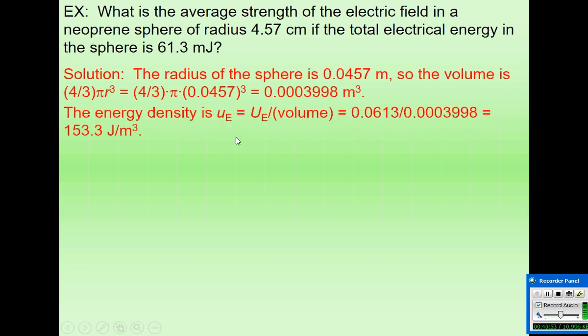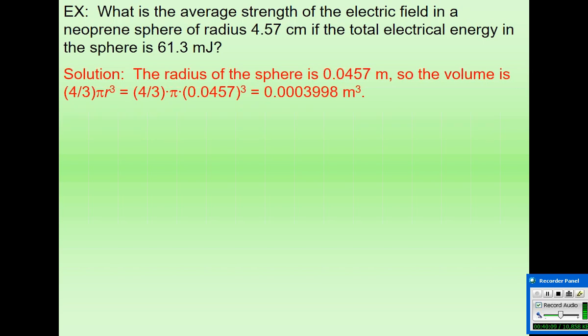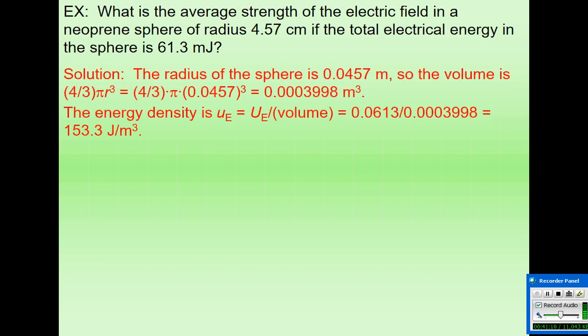I have the volume. I can now find the energy density. The energy density is the total energy divided by the volume. In standard units, the total energy is 0.0613 joules, and we just calculated the volume as 0.0003998 cubic meters. And so the energy density, when I divide, I get 153.3 joules per cubic meter.